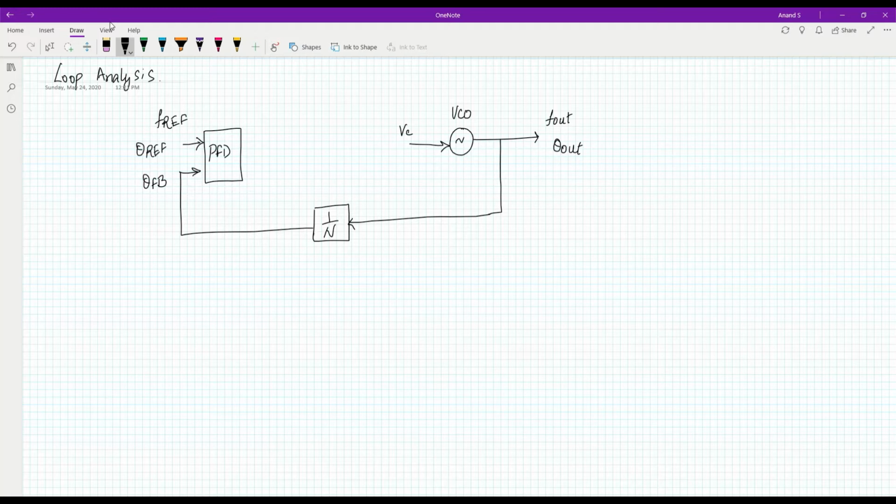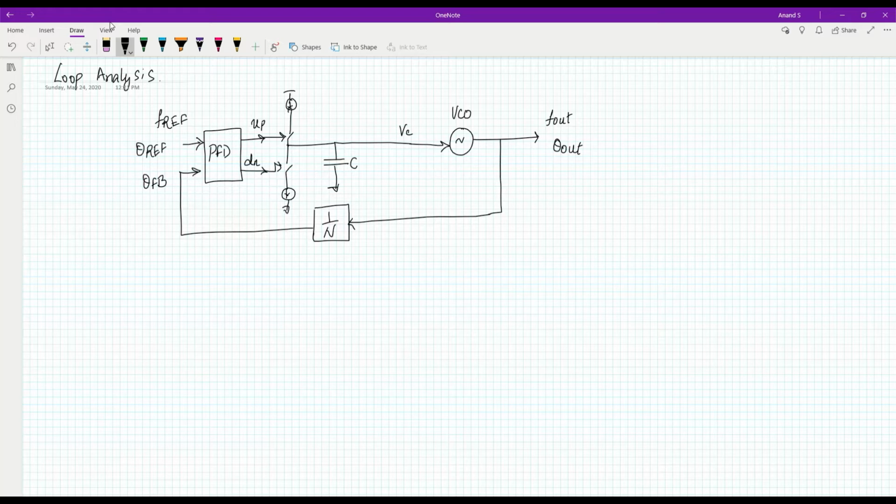If the reference is leading the feedback clock, then it will generate an up signal. If the reference is lagging the feedback clock, it will generate a down signal. Then these two signals are used to control the charge pump. The up signal will control the charging switch and the down signal will control the discharging switch. This charge pump is connected to a capacitor, where the charging current and discharging current will change the control voltage across the capacitor. This voltage will be used to control the VCO frequency.